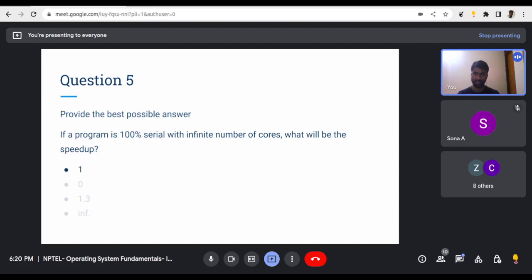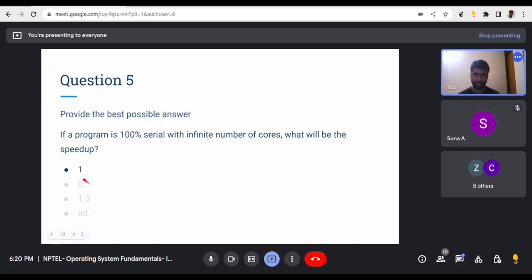Okay, so this is the answer. Since nothing can be executed in parallel, everything will be executed serially, right? So there will be no overall speed up in spite of the fact that there are an infinite number of cores available which can execute things in parallel. So the speed up will be 1.